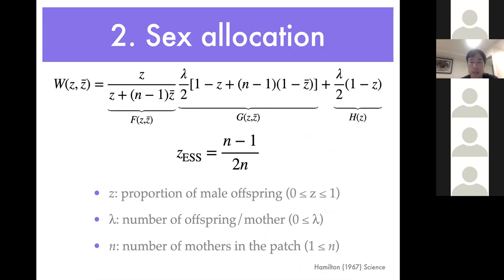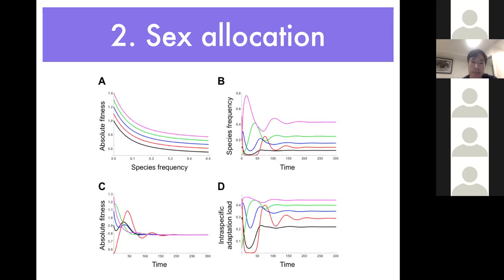And here we consider the classical Hamilton's sex allocation model, where mothers can produce male offspring with a proportion Z, and that Z determines the amount of contribution to the grandchildren generation. Each mother can be selfish by producing more male offspring, but that can deplete a common resource, in this case, females. The well-known ESS is, again, density dependent, and dense populations tend to have more male offspring. And again, this results in negative frequency dependence, and species can coexist due to the feedback between the frequency and the selfishness.